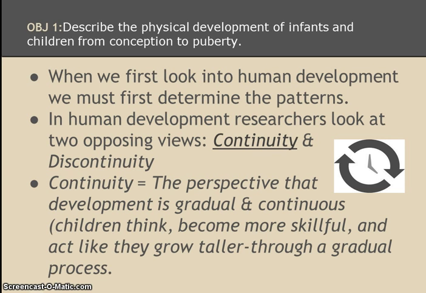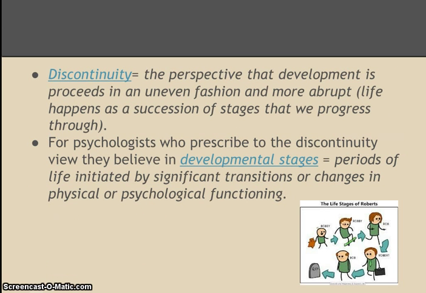When we first look into human development, we have to look at the patterns. Researchers look at two opposing views, continuity versus discontinuity. Continuity is that development is gradual and continuous, while discontinuity is that development proceeds in an uneven fashion, that it's abrupt, that life happens as a succession of changes that we progress into. You can argue either side, but most psychologists today subscribe to the discontinuity theory, that development happens in stages.